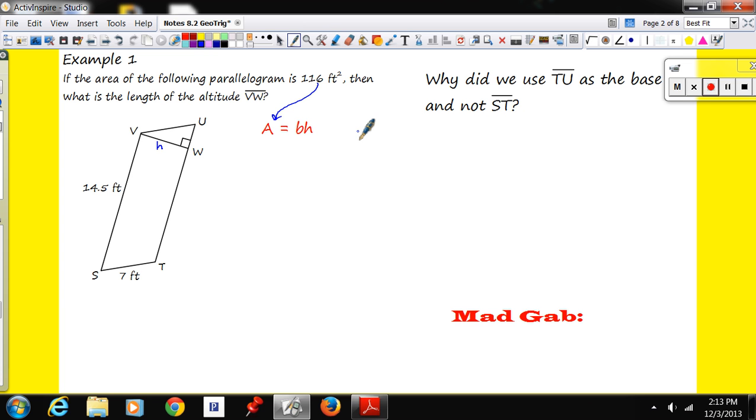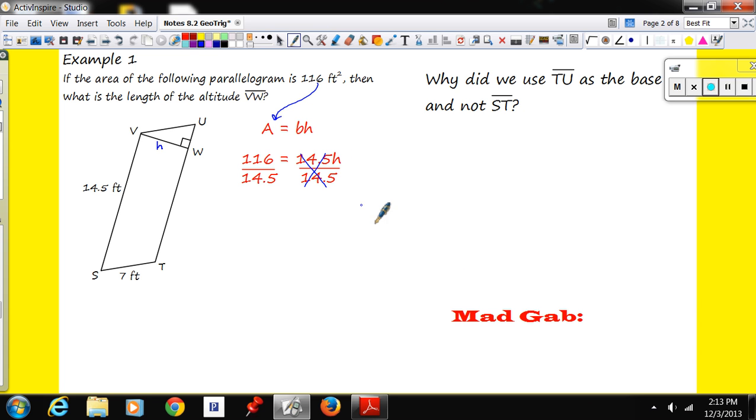Okay, well, let me give you that answer right now. It is 14.5. Could 7 have been a base? If I had a perpendicular line that went straight up and made a 90-degree angle, then 7 could have been a base. But it's not a base right now. Right now, the 14.5 is the base.